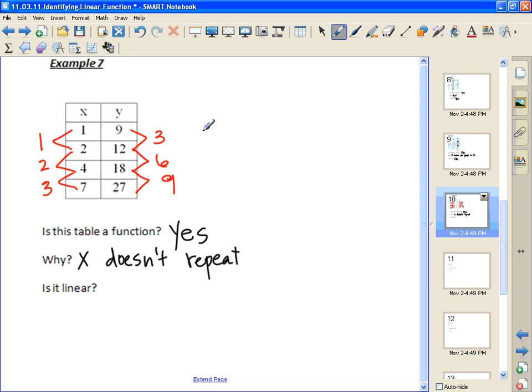So we look at each change in y over change in x, and we're looking to see if they have the same rate of change. So change in y over change in x is what we're looking for. So for this first pair, I do 3 over 1, which I can reduce to 3. Then on the second one, I do 6 over 2, which again reduces to 3. And then on the last one, I do 9 over 3, which I can also reduce to 3.